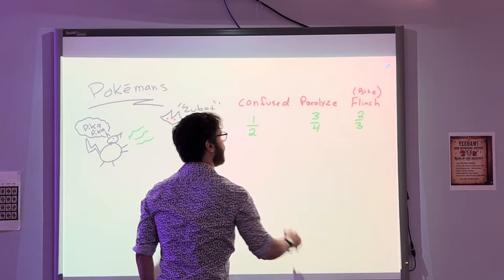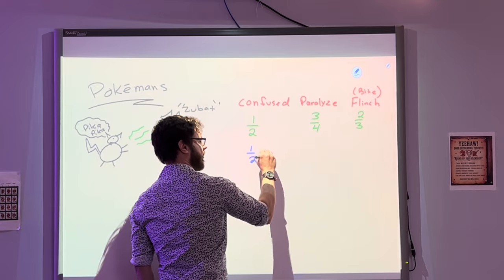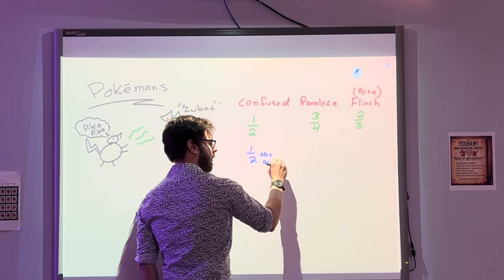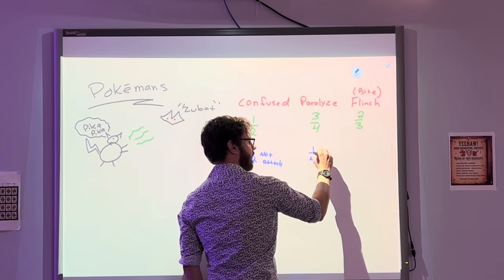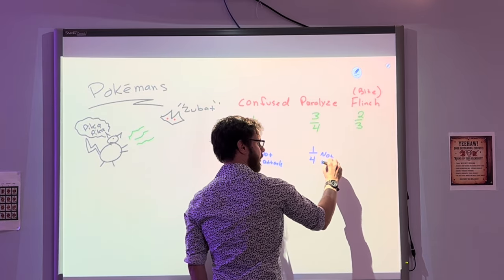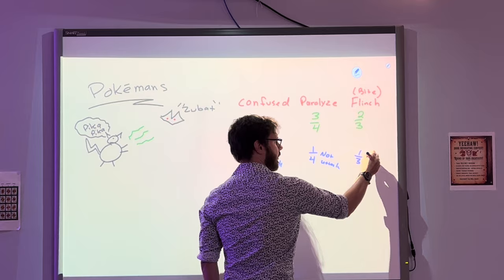So 1/2 not attack, 1/4 not attack, and then 1/3 not attack.